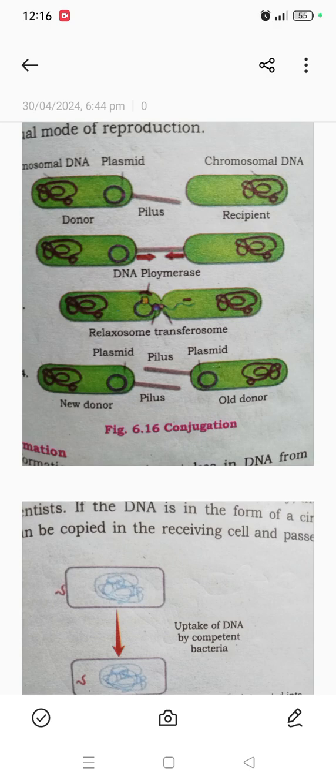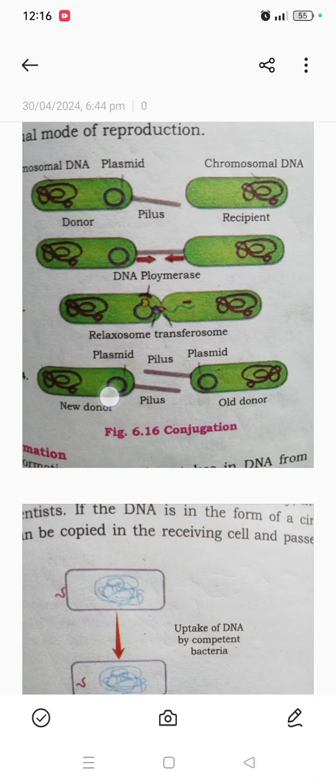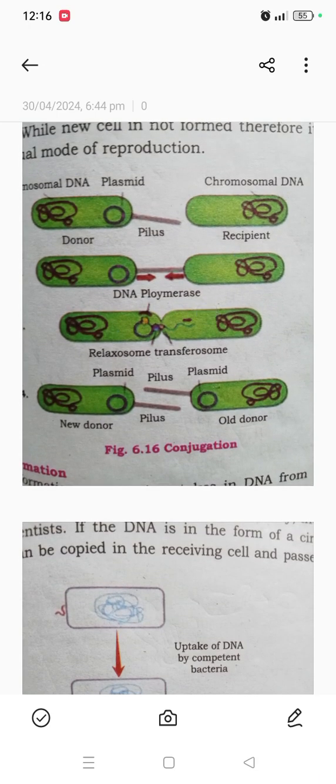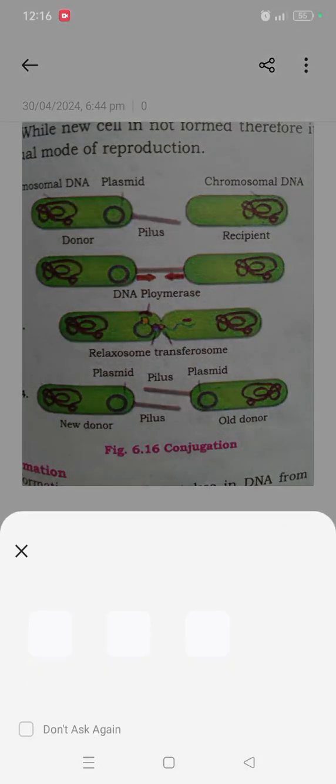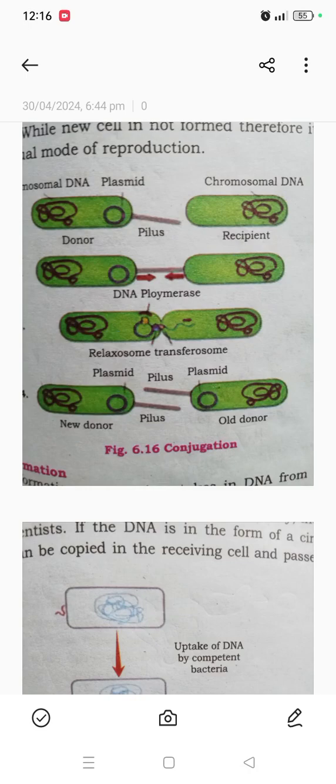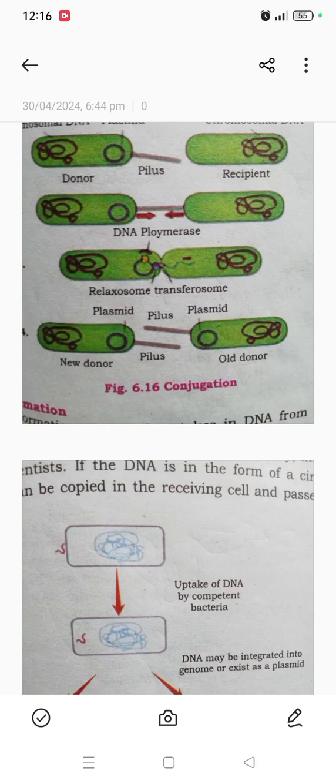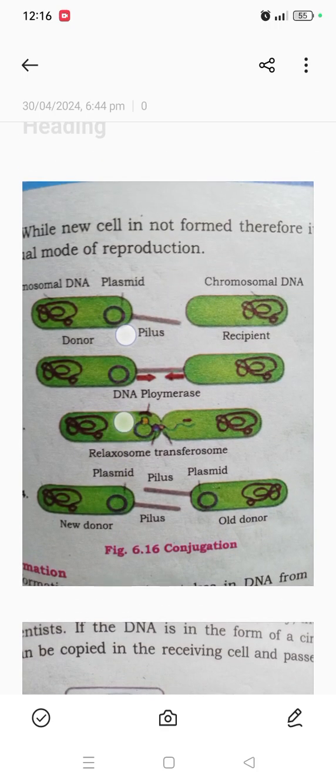How is it continued? Here we have a single plasmid, but when it goes to this one, a new plasmid will be formed. If a new plasmid is formed, we must have a pilus separately. So this is the new donor, and this is the old donor. So this is about the conjugation process. I'm sure it's clear to you.